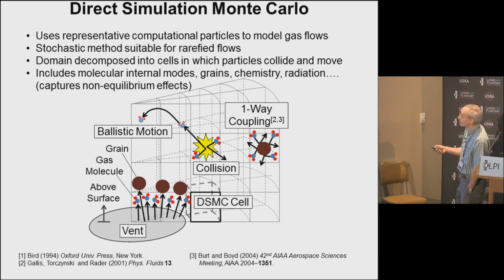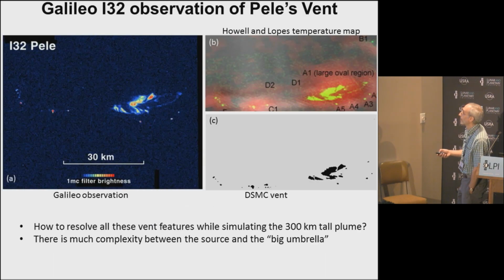We can also include, and we do include, chemistry, many-species chemistry. It's coupled to a radiative transport code. And so we capture a lot of the non-equilibrium physics that occurs above the ground.